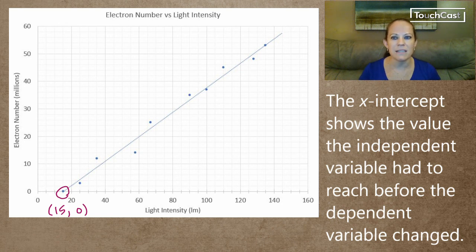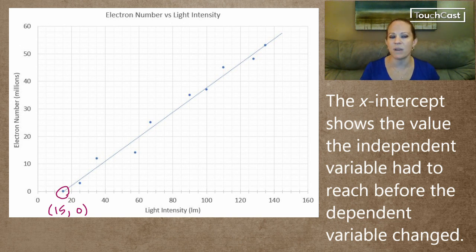So what this means is when we shined just a few lumens of light intensity on our photoelectric tube, nothing happened. And so we turned up the brightness a little bit, and we shone a few more, nothing happened. And then we shone even a little bit brighter light and nothing happened. And then finally, after we've reached 15 lumens of light intensity, we start to see some number of electrons emitted. So this intercept is telling us that the independent variable had to reach some value before our dependent variable changed.